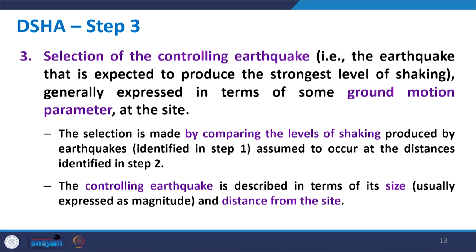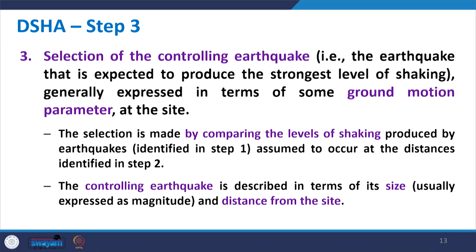What is in the next step? Third step, we have the sources identified, and we find out the shortest distance of these sources from our site. Now, selection of the controlling earthquake: out of these you have different sources and different distances. Now, the issue is which earthquake will be the governing. That is the selection of the controlling earthquake, the earthquake that is expected to produce the strongest level of shaking. Naturally, the strongest level of shaking will depend on its magnitude as well as its distance from the site, and this is generally expressed in terms of some ground motion parameters at the site.